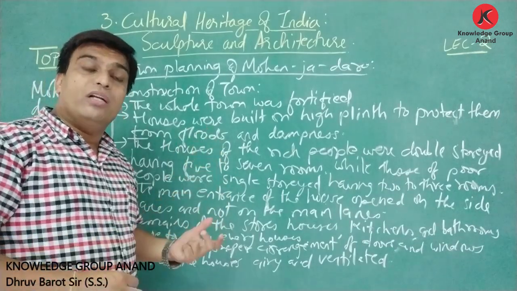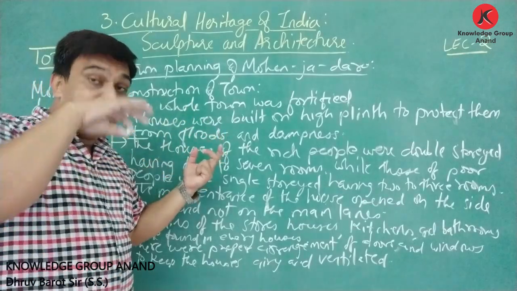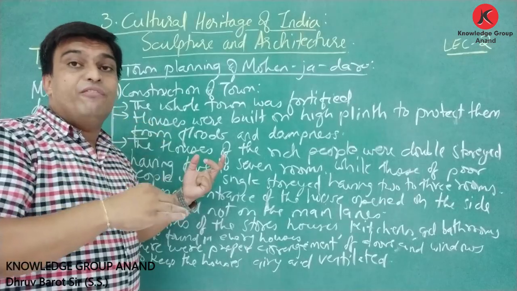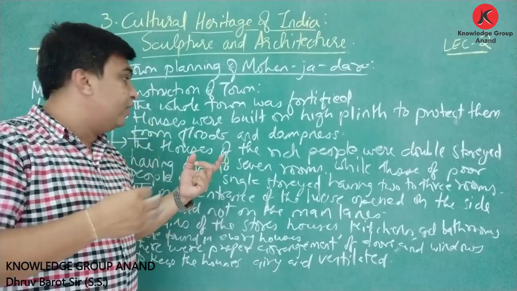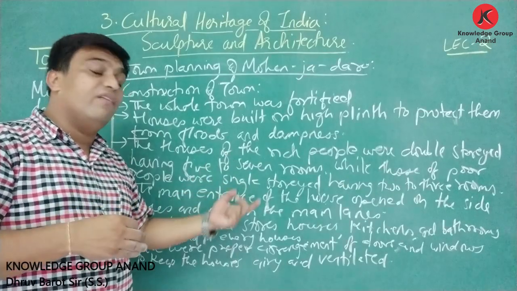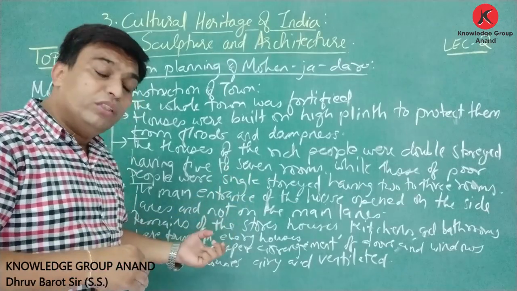The whole town was fortified. Houses were built on a high peak, on a height, so that it can be helpful at the time of flood. Water cannot go inside. The houses of the rich people were double storied and had 5 to 7 rooms. Poor people had single storied houses with 2 to 3 rooms.